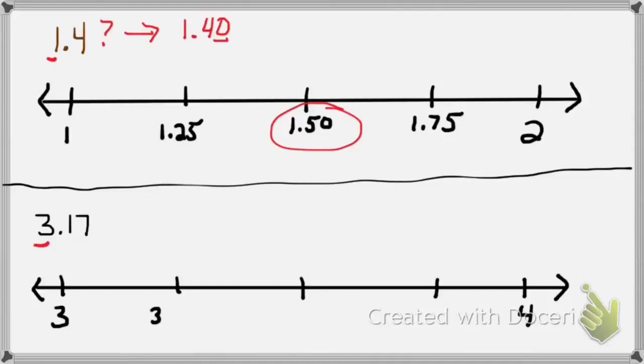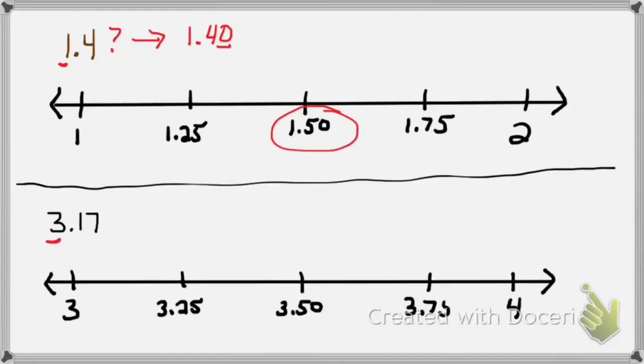If it was money, $3 plus a quarter would be $3.25. $3.25 plus a quarter would be $3.50. $3.50 plus a quarter would be $3.75. And $3.75 plus a quarter would be $4. So that's good. What's $3.17 closer to?